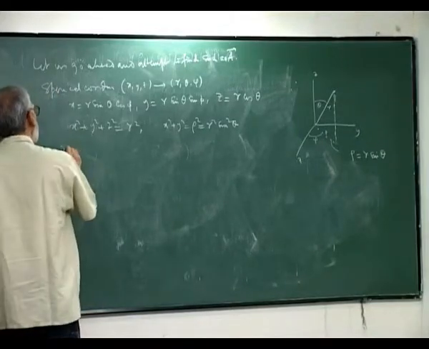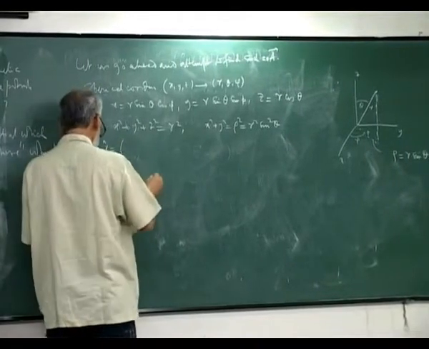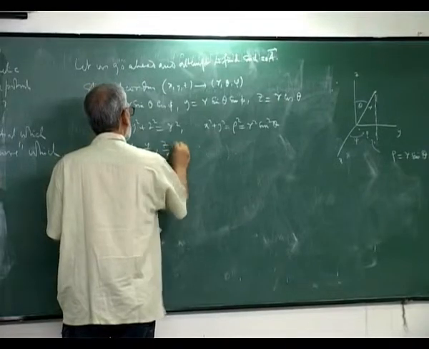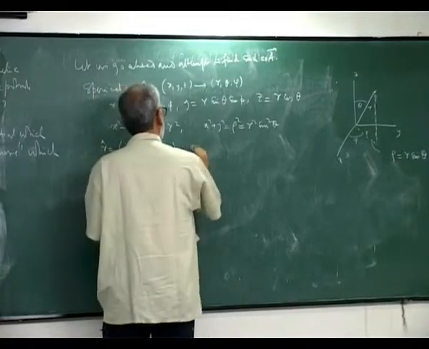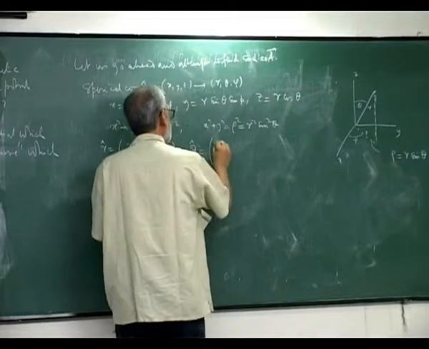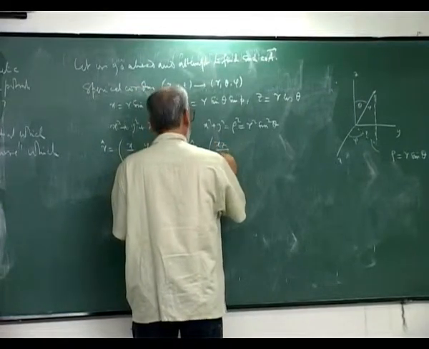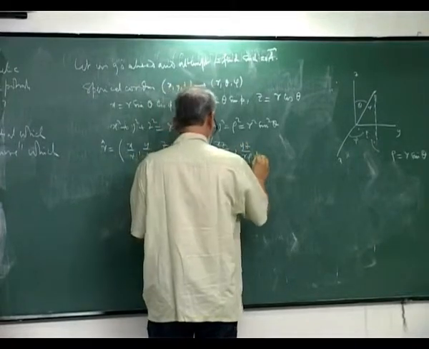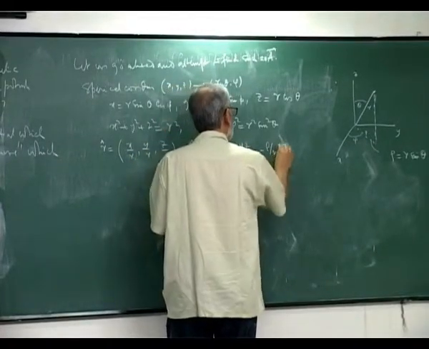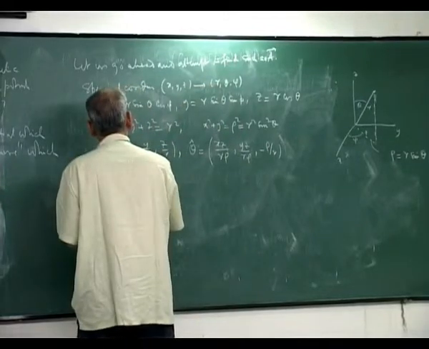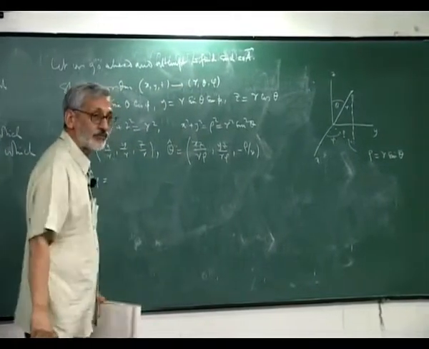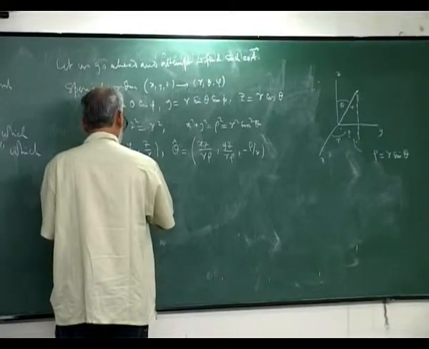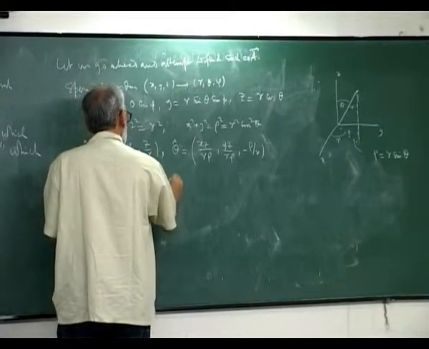Let me write down the unit vectors. Unit vector in r direction is x by r, y by r, z by r. And a unit vector in theta direction is xz by r rho, yz by r rho, minus rho by r. And the unit vector in the phi direction is y by rho, minus x by rho.